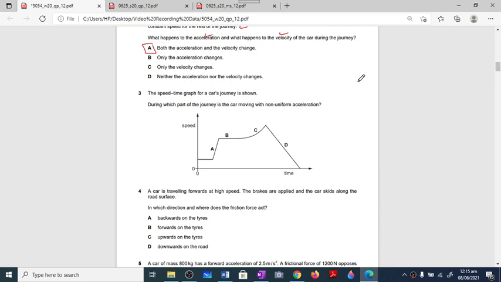For question number 3, the speed time graph for a car's journey is shown. During which part of the journey is the car moving with non-uniform acceleration? Always remember, whenever there is a straight line, it means that the acceleration is uniform. In this case, it is also a straight line for the speed time graph, so acceleration is zero. And there is only one region of this graph which is having a curve. So that curve will show the non-uniform acceleration. For question 3, option C is the valid option.